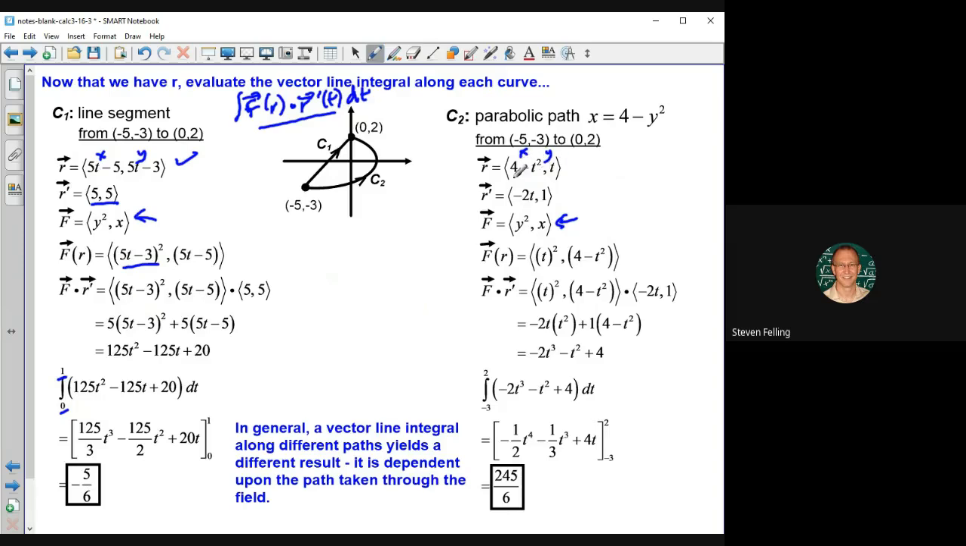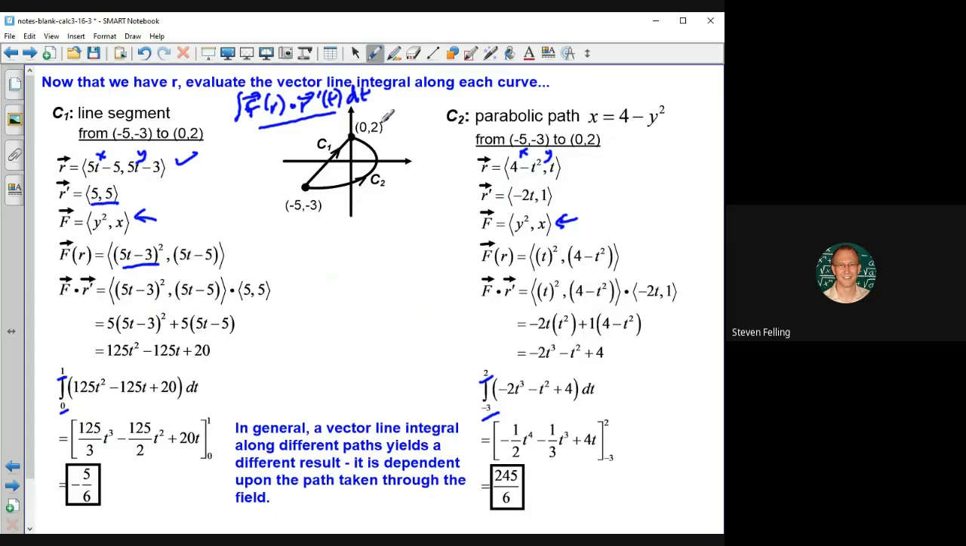And then when we take the position vector and we take the derivative, we get a different derivative vector, a different tangent vector here, negative 2t, 1. We take the dot product, we get a different dot product. And therefore, when we integrate that from the parameter limits, which are now negative 3 to 2, we end up getting a different value, right? This was positive 245 over 6.